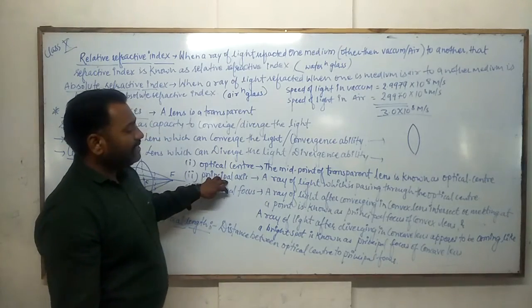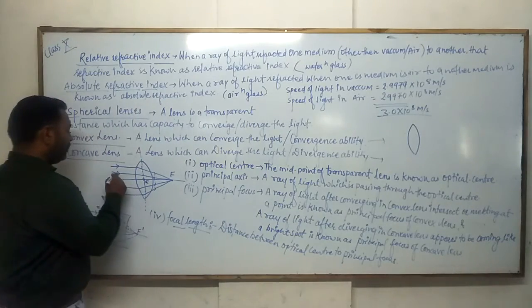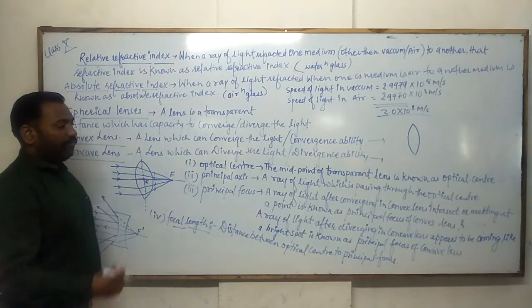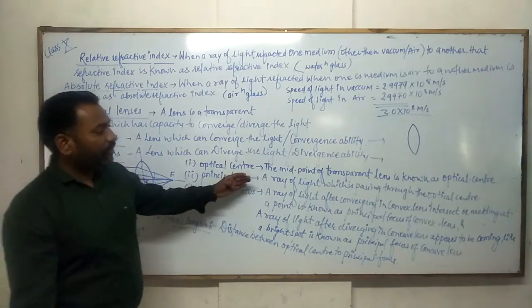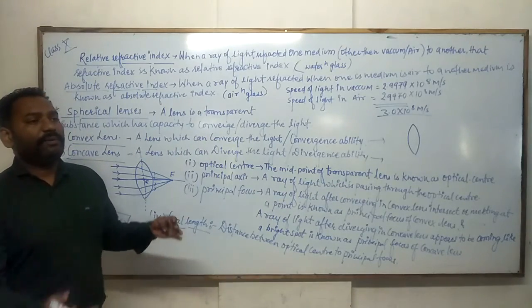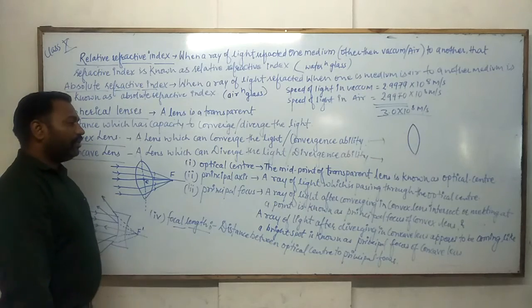Now the principal axis, a ray of light which is passing through the optical center. So this is the ray which is passing through the optical center, and one more thing we have to add here, that a ray of light which passes through the optical center, and on this line the principal focus will be formed. On this line the principal focus will be formed.